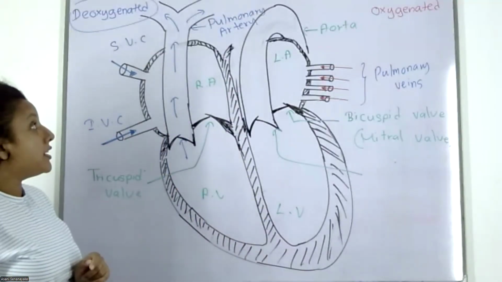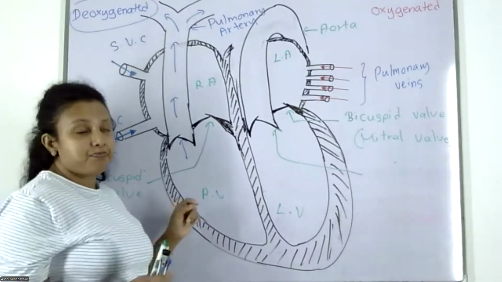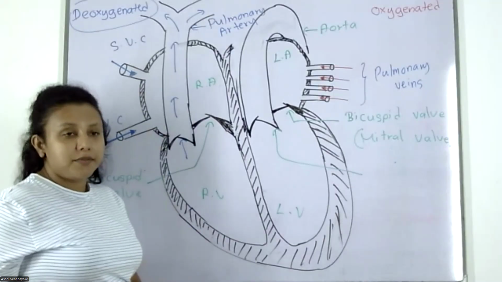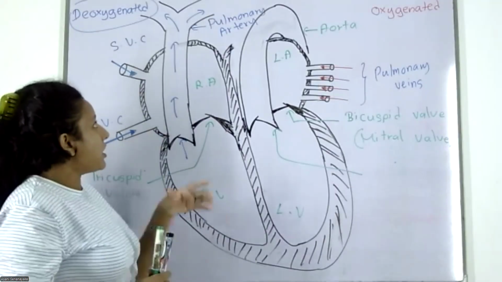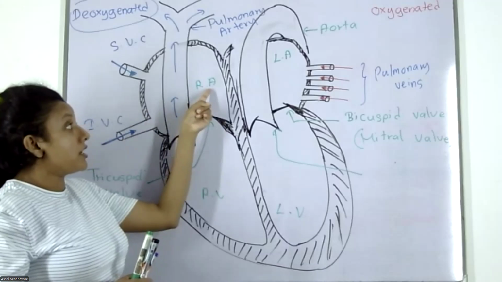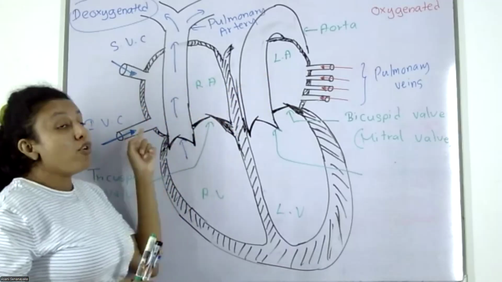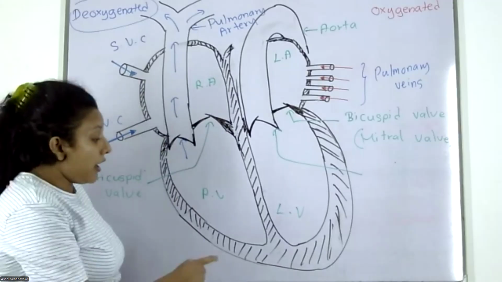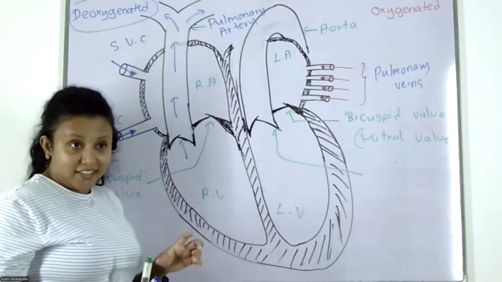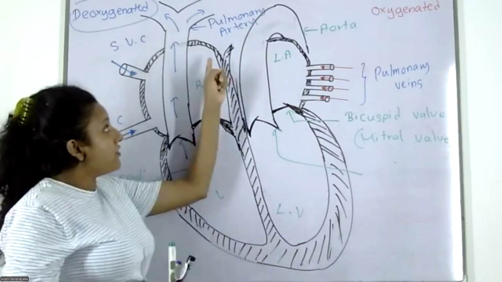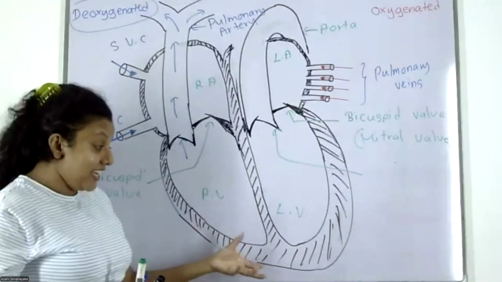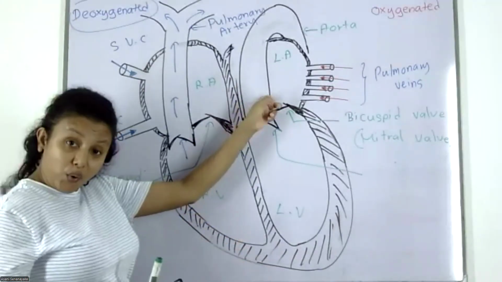And one more thing. When we come to the walls, you can see here the right atrium and left atrium walls are thin, and the ventricle walls are thick. Here we have thick walls, here we have thick walls. Why are these walls thick, especially when we come to the aorta?